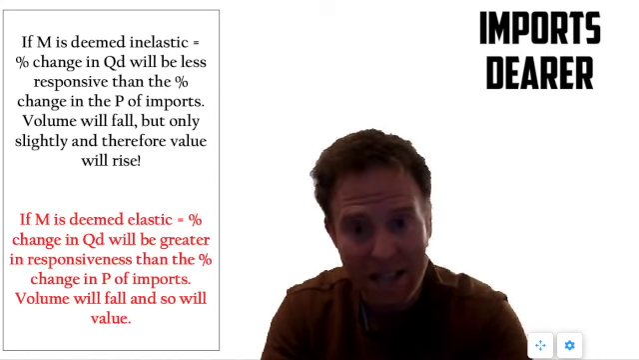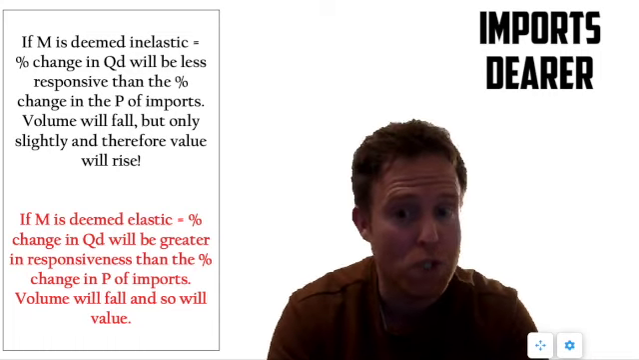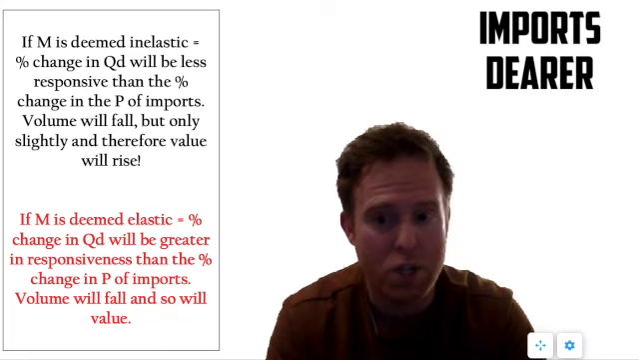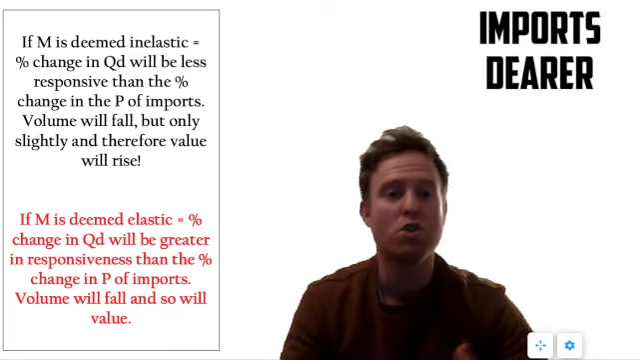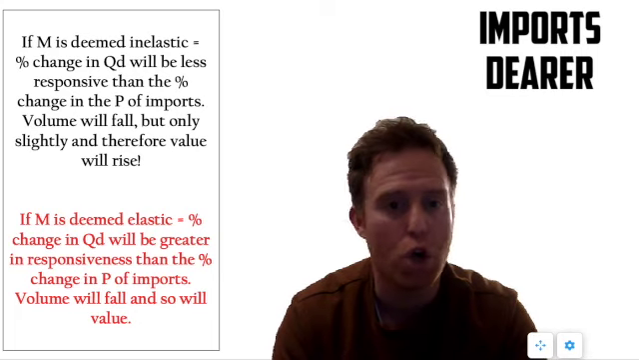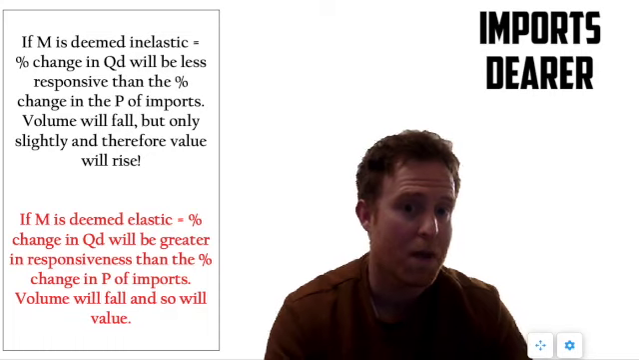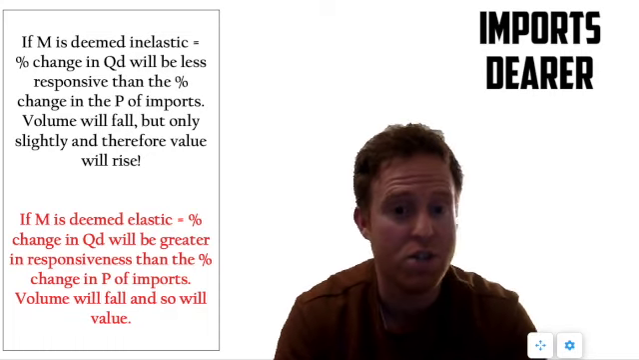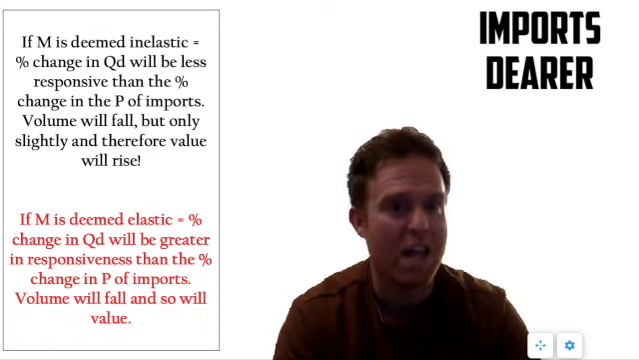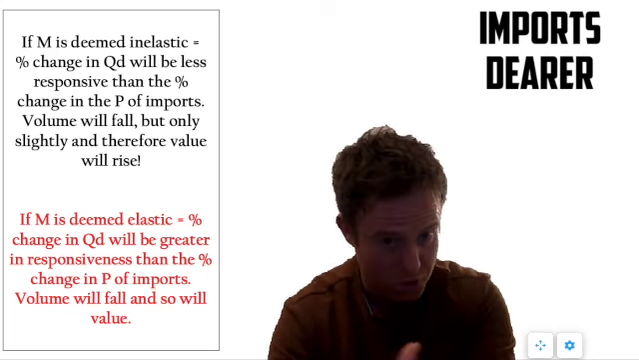If it's elastic, which again we want, then the quantity demanded and the responsiveness will be greater than the percentage change in price. So volume will fall, but so will the value, because what you'll find there is actually a lot of UK firms will not want to buy from abroad because it's too expensive. But because it's elastic, that suggests that they're not reliant, and they've got lots of maybe domestic alternatives that they can buy and domestic substitutes.